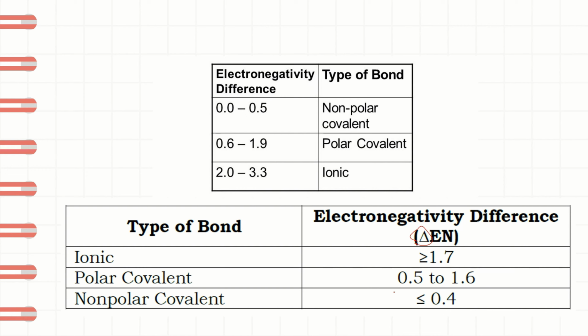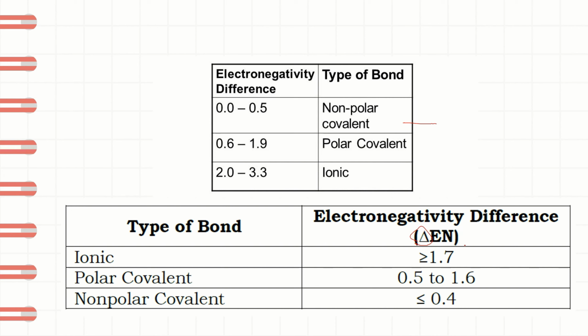So, like what I've said, they have differences. As you can see, we have non-polar 0.005 to 0.5, and 0.6 to 1.9 is polar covalent bond. And then we have ionic, that is 2.0 to 3.3 ionic. So, as you can see, there is a difference pa rin. So, it means higher than 1.9 is ionic.